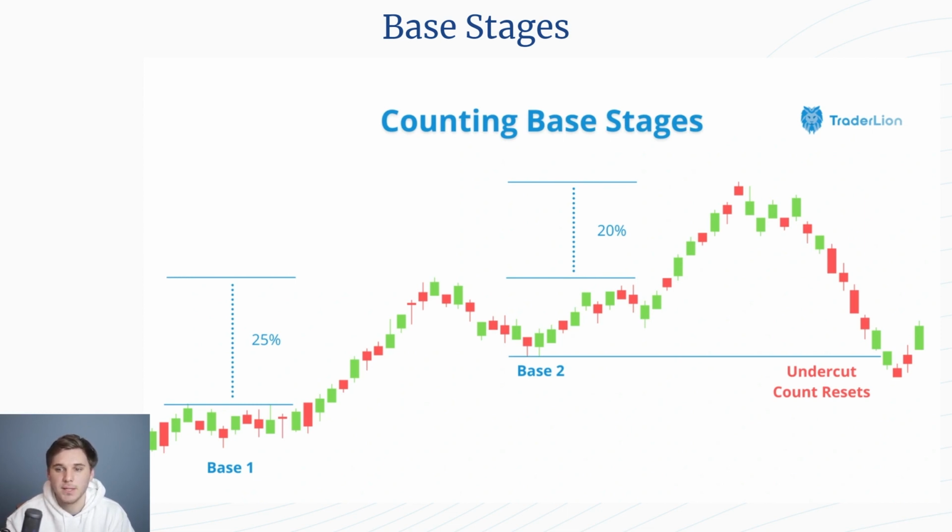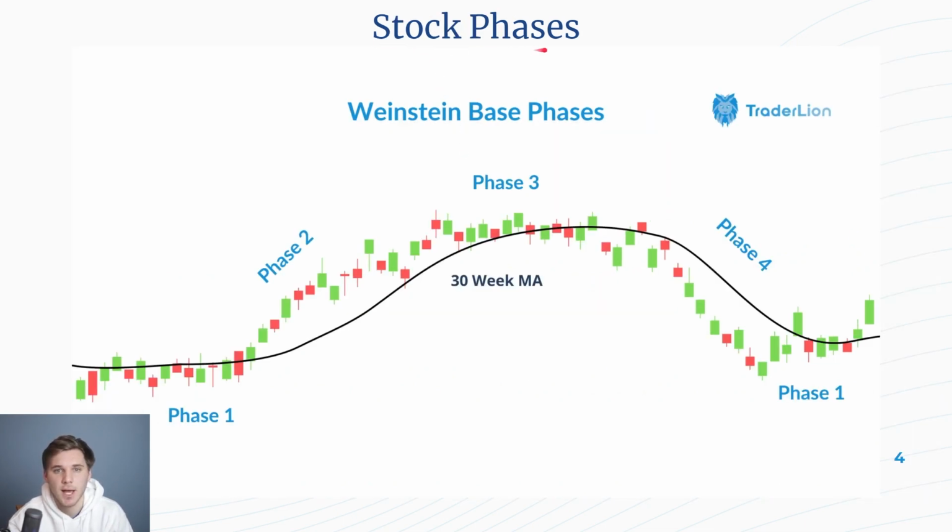And to reset the count, basically you have to have an undercut of the previous base. So right here, it undercut this stage base, and this consolidation, if it forms up, would then become a stage 1 base and potentially could reset the stock's run and allow for another strong uptrend. So that is base stages, and now let's move on to stock phases.